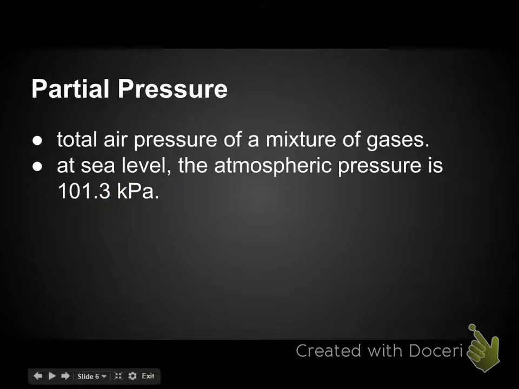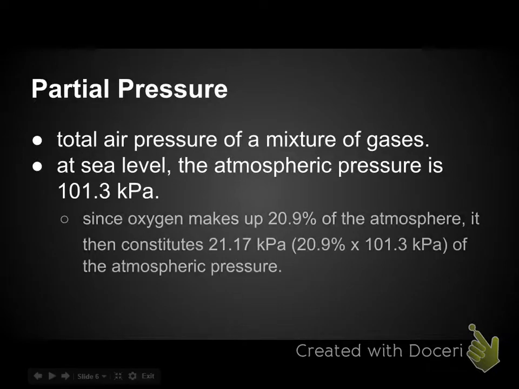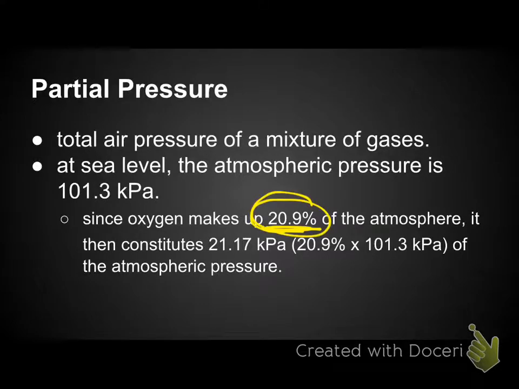Now, when we break it down, we're only concerned with oxygen, and oxygen makes up 20.9% of the atmosphere. So what we do is we take that 20.9% and put it as a decimal. We're going to multiply that by 101.3 kilopascals. And so the 21.17 is how much pressure is actually contributed by oxygen.